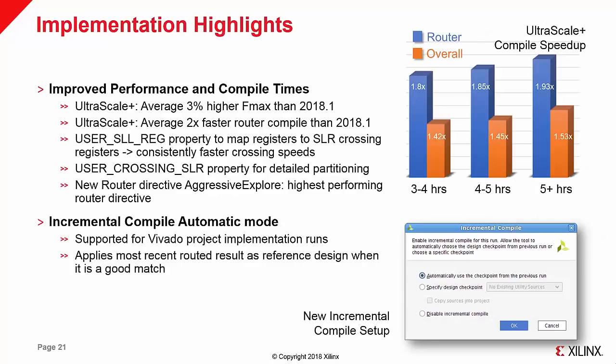For implementation, we've improved Fmax and compile times over 2018.1. For multi-SLR devices, we've introduced two new properties to help improve timing on paths between SLRs. First, the USER_SLR_REG property allows you to map registers to particular SLR crossings. And secondly, USER_CROSSING_SLR allows you to precisely define the partition. There's also a new router directive called AggressiveExplore, which should be the highest performing router directive.